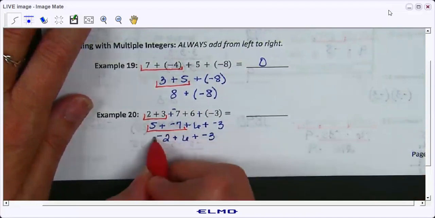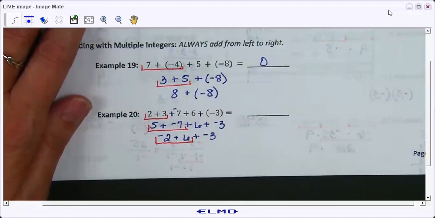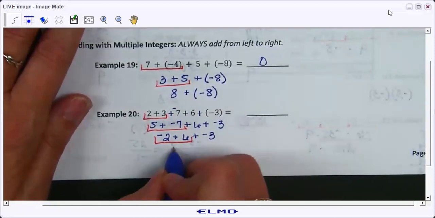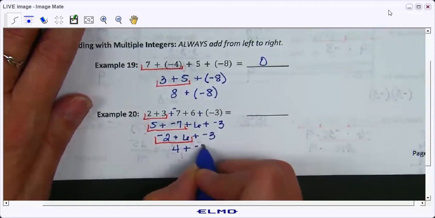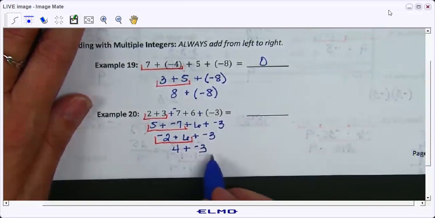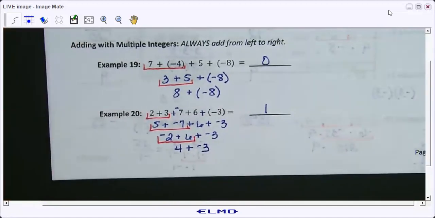Now I'm gonna add negative 2 and 6. Because my signs are different, I subtract. 6 minus 2 is 4, and since my bigger number is positive, my 4 stays positive. And now 4 plus a negative 3, I subtract them and I get 1. My bigger number is positive, so my answer is positive. Are there any questions on that one?